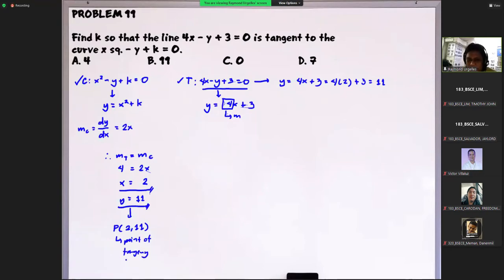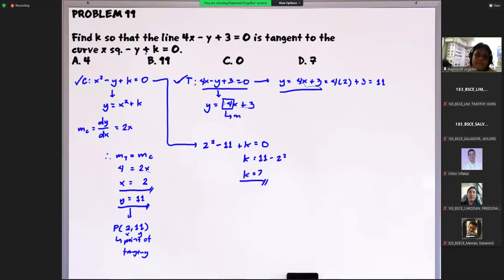Gaya na sinabi ko kanina, yung point of tangency natin should be common sa tangent line natin saka sa curve. So therefore, it should satisfy the tangent line, which is already the case kasi yun yung ginamit natin to solve for y. And dapat masatisfy din natin si curve, diba? So from this equation, by substituting itong 2 as x, yung 11 natin as y, you will get 2 squared minus 11 plus k should be equal to 0. So solving for k, this is 11 minus 2 squared. So you will get k is equal to 7.